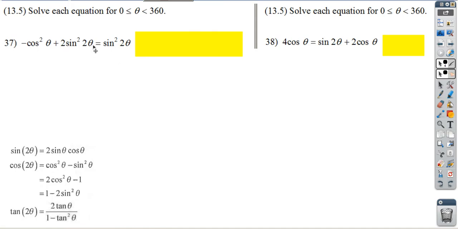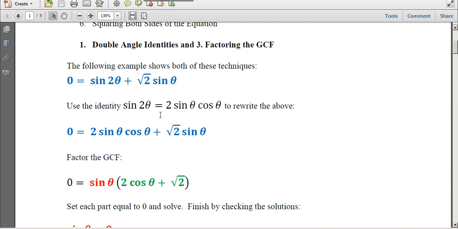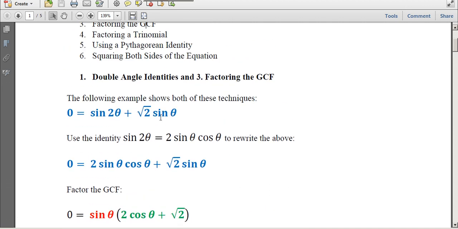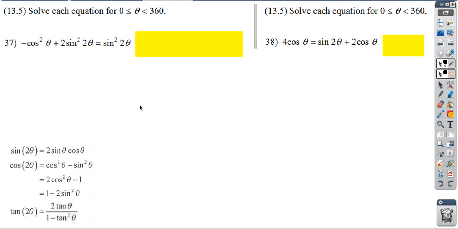Here I can recognize we have several double angle identities. So that's going to be this strategy right here, strategy number 1. And this kind of shows you how to do it, but I'll show you right now. So that's the first thing, is just decide which type of equation we're being asked to solve. And you can see both 37 and 38 have double angles in them, so that's the one we're going to use.